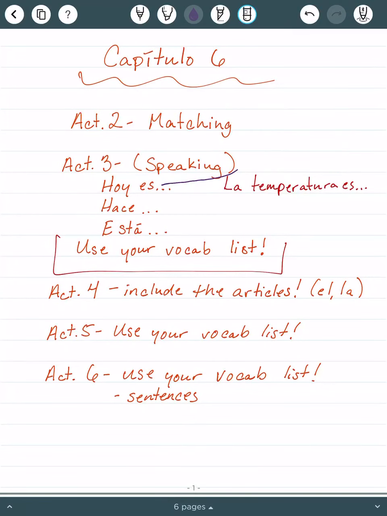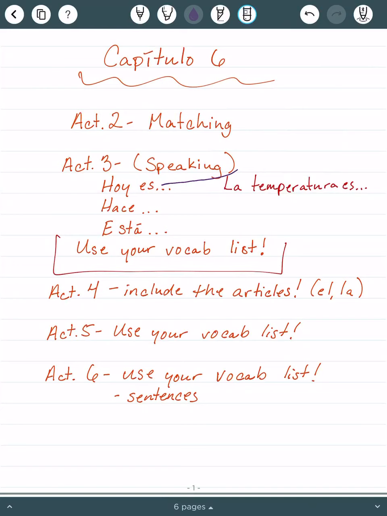All right, guys, so today we are looking at the Actividades for Chapter 6. So taking a look at Activity 2, this one's really straightforward. It's got a picture, and then you're just matching it up with the Spanish word or the Spanish phrase. So that one's pretty obvious.